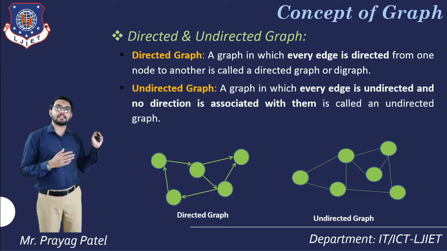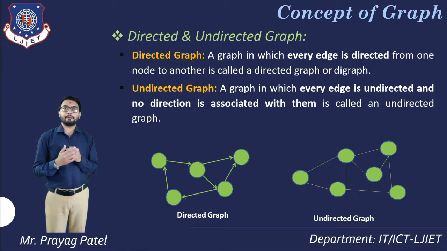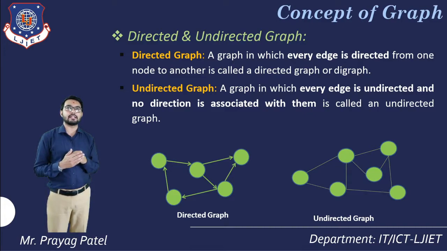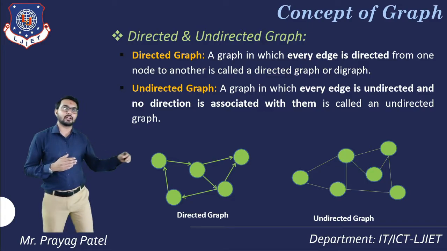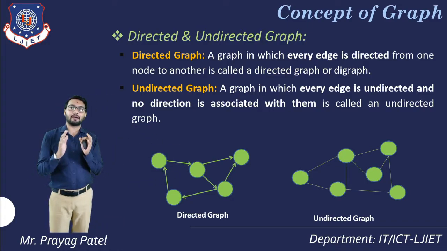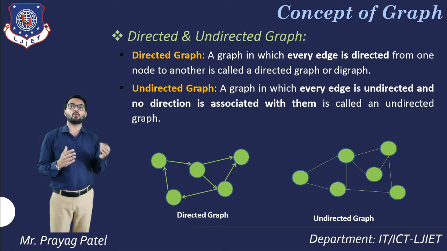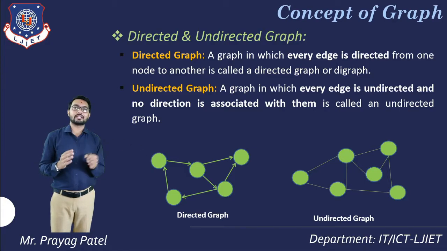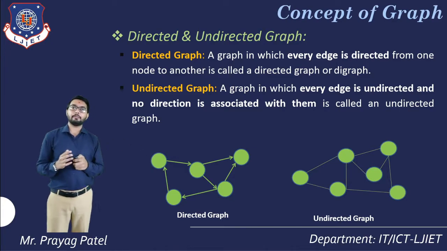Now the second definition is undirected graph. A graph in which every edge is undirected and no direction is associated with them is called the undirected graph. So here consider the second figure as an undirected graph. In an undirected graph, edges are available but there is no direction from 1 to 2 or 2 to 1. So here consider this graph as an undirected graph.